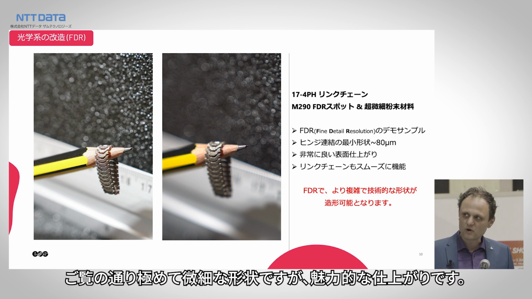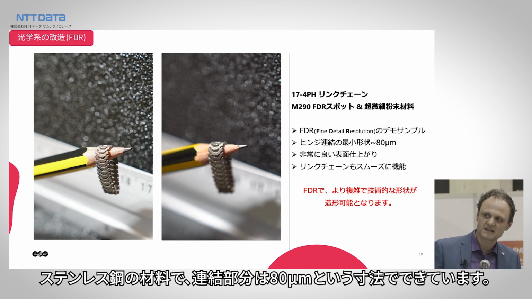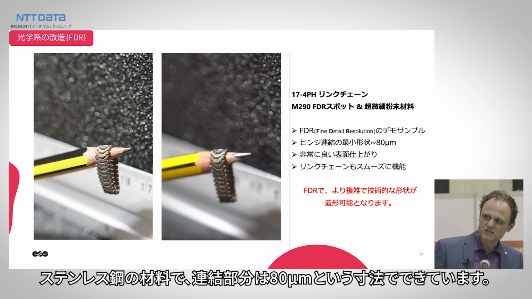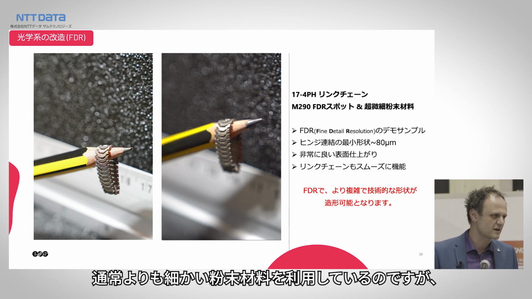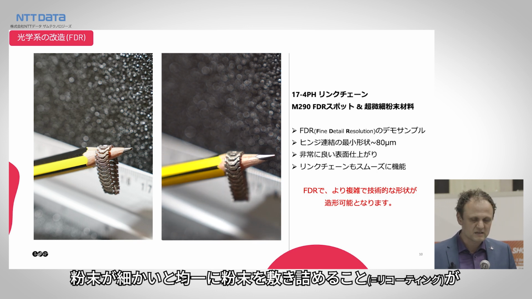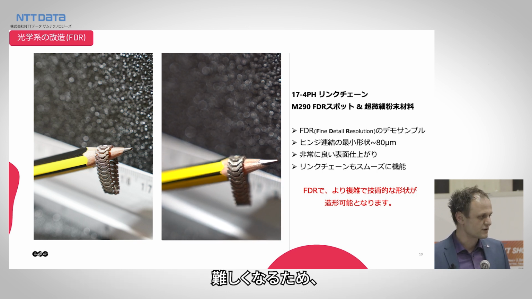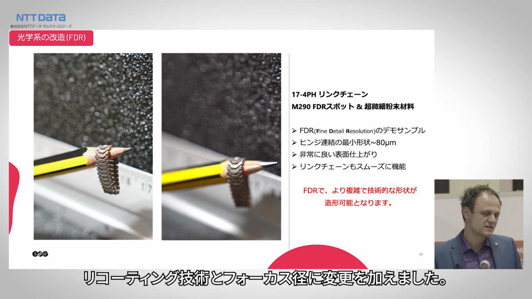So here we have a modified system with stainless steel powder where we've generated this chain link structure. And the real fascinating part is, look at that, it's really, really small. Those individual links have a diameter of about 80 microns. Here we're using a substantially different powder. So the powder is finer, it's very difficult to recoat. So it's a modified recoating technology that we use, and a substantially smaller focus.